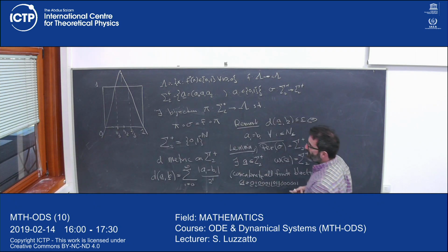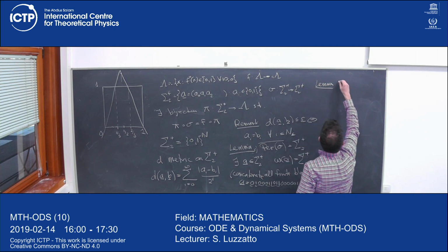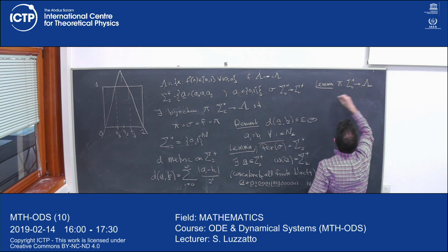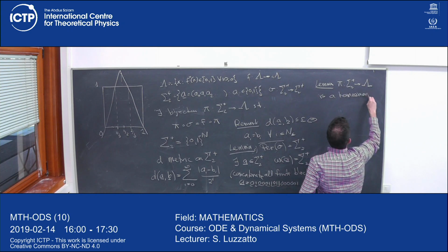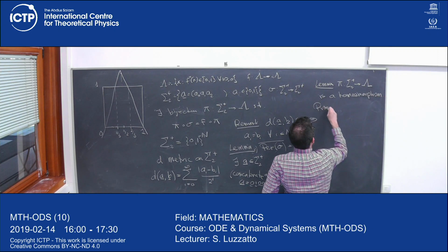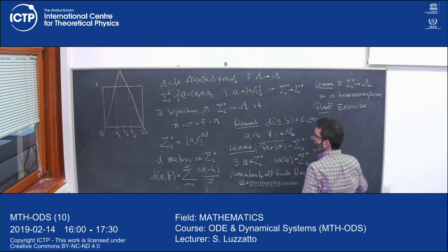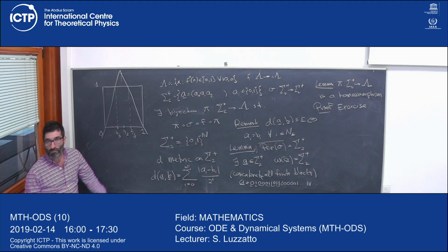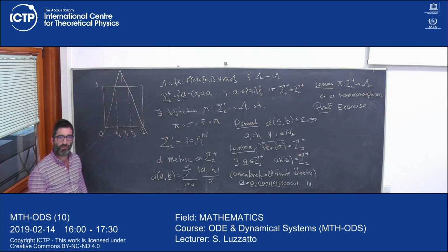So I will leave it as an exercise. We can discuss it a little bit, but the lemma is now that pi from sigma 2 plus to lambda is a homeomorphism. Let me leave it as an exercise. But why do you think it's a homeomorphism? Let's try to look at the continuity. Continuity in this direction. So what do we use? The epsilon delta definition of continuity.